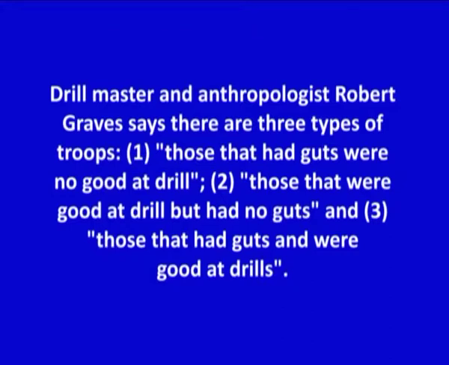Military drill in the army is formalized with utmost precision in the fearsomely bulky drill book. The preamble to the drill book states that drill is the foundation of battle discipline. Drill master and anthropologist Robert Graves says that there are 3 types of troops: those that had guts but were no good at drills, those that were good at drill but had no guts, and those that had guts and were good at drills. The last, for some reason, were the best, and fought by far the best.